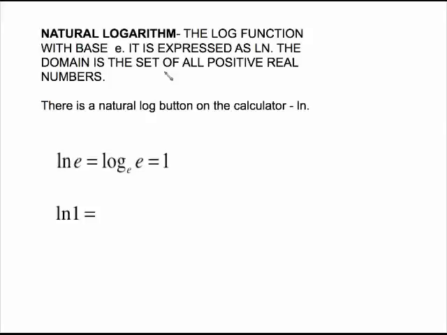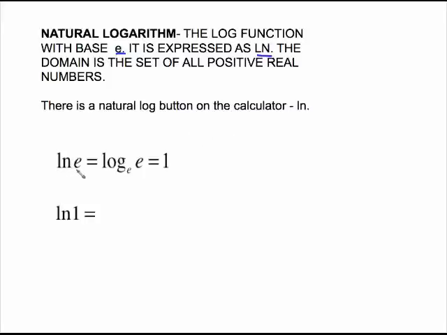Another thing we want to introduce in this video is this idea of a natural logarithm. The log function with base e is called the natural logarithm. You can have any kind of base: base 2, base 3, base 10. Now we're talking about log base e, and it's expressed as ln. There is an ln button on your calculator. You'll do more with the calculator and ln later on, but this is just to give you a couple basics. The domain of the natural logarithm is the set of all positive real numbers, just like it was for the domain of the logarithm function.